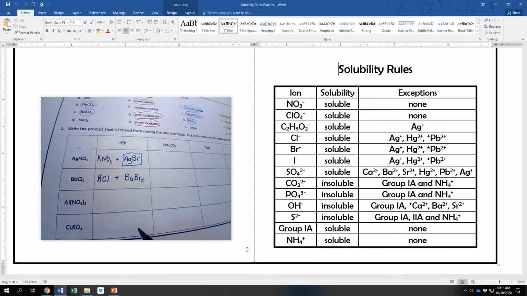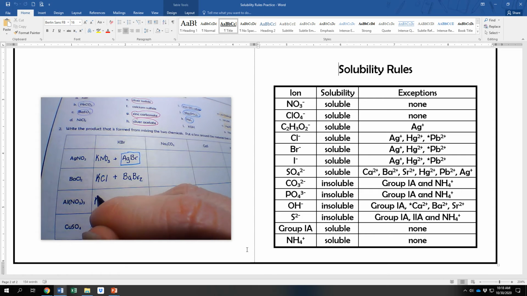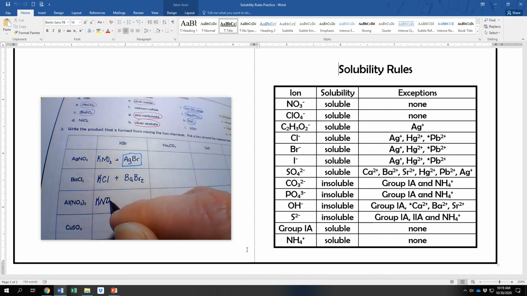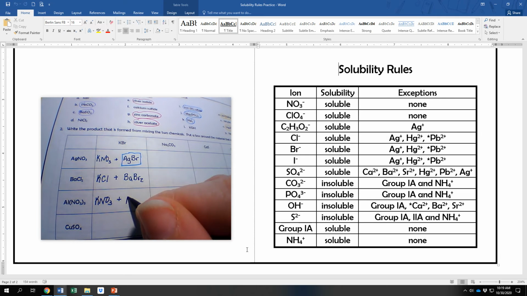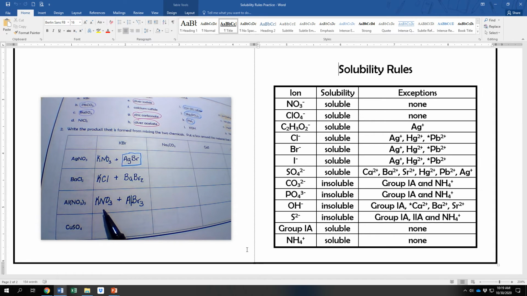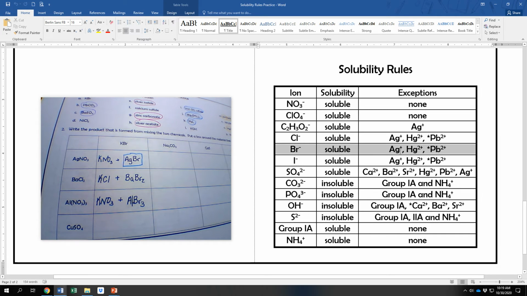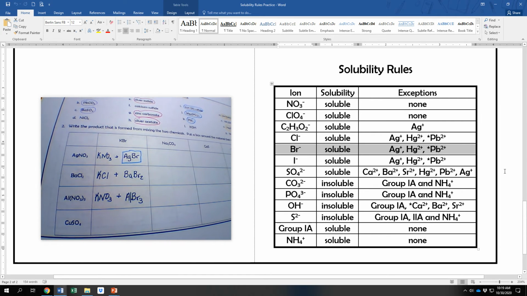Okay. Next, aluminum nitrate and potassium bromide. So we'll get KNO3 and AlBr3. Well, we already know KNO3 will stay dissolved. So let's look at AlBr3. So bromine says soluble except for silver, mercury, and lead. Again, we don't have silver, mercury, or lead in this reaction, so no solid product would be formed.